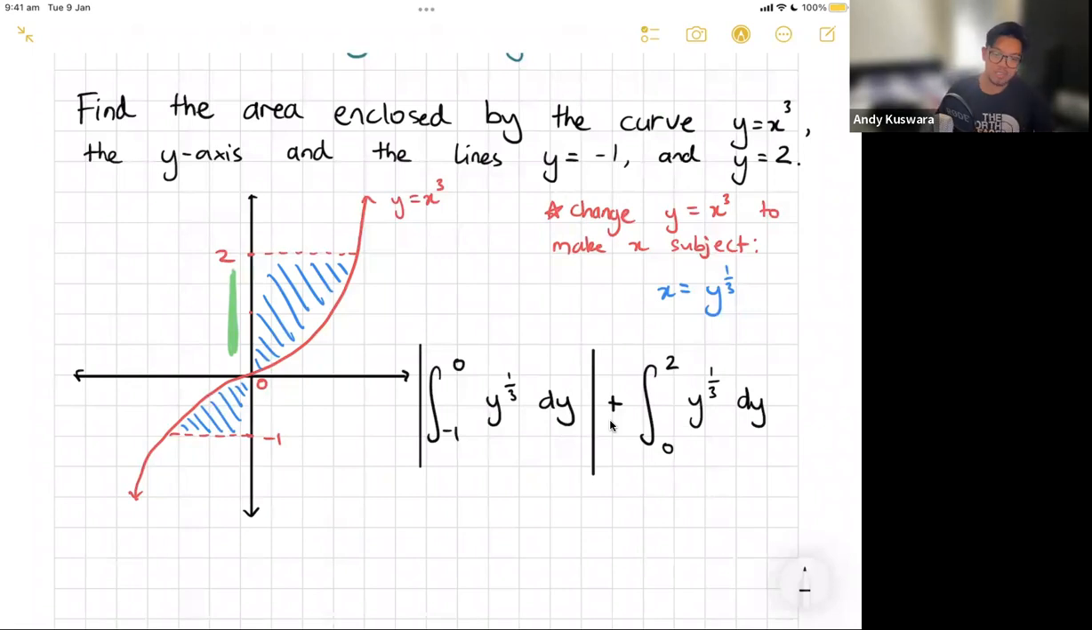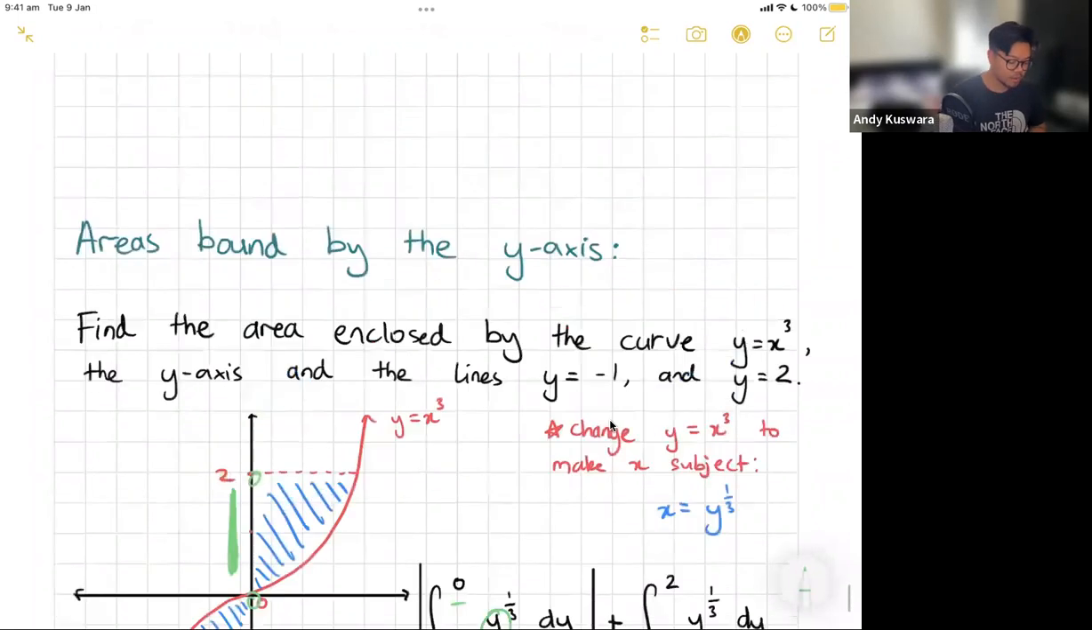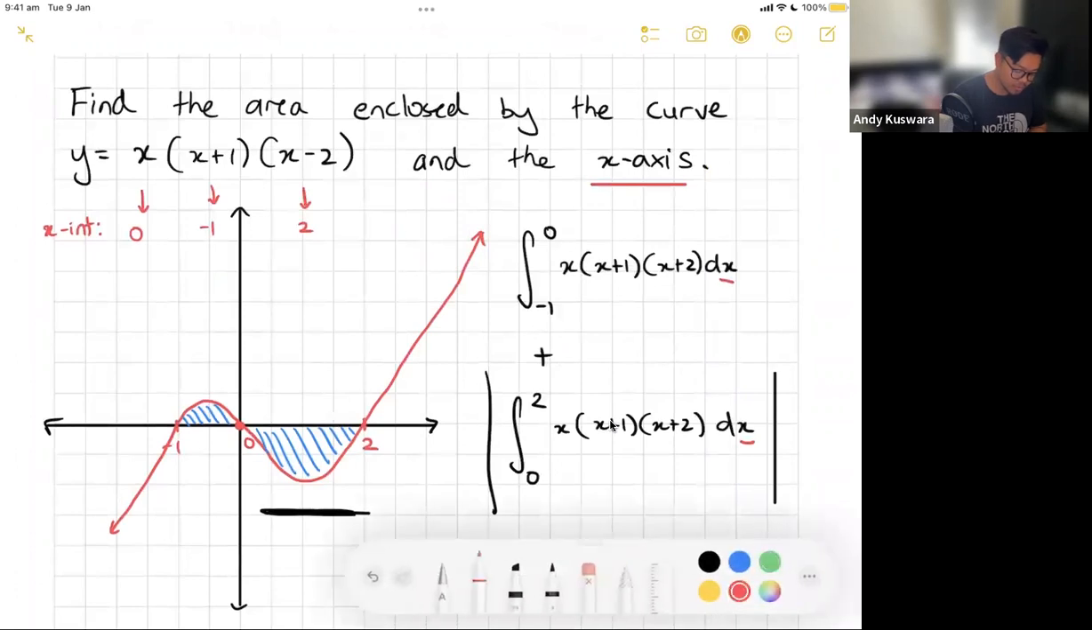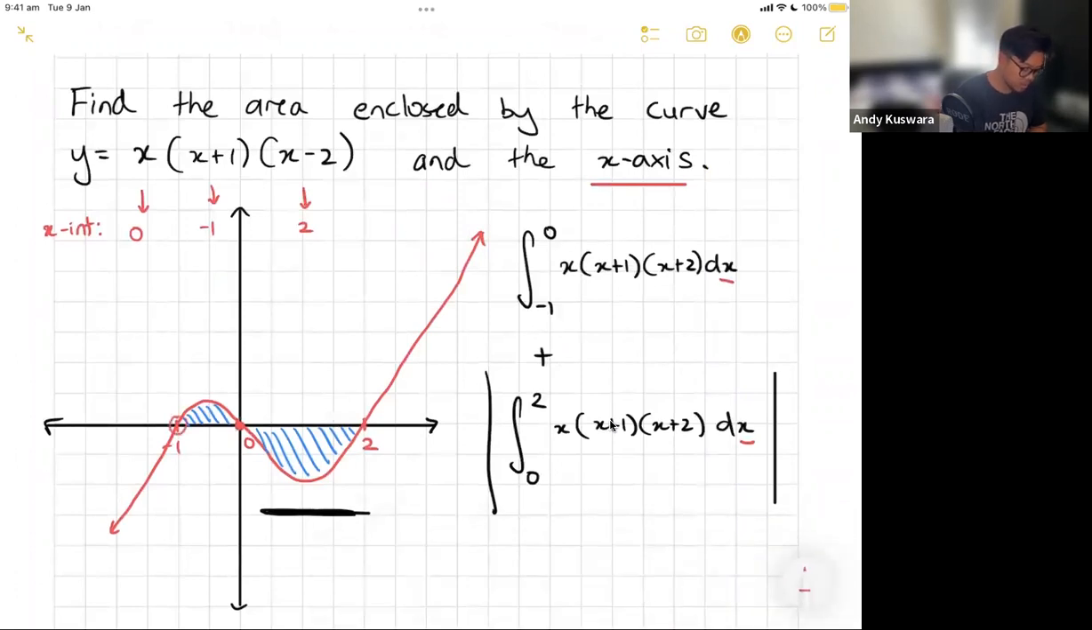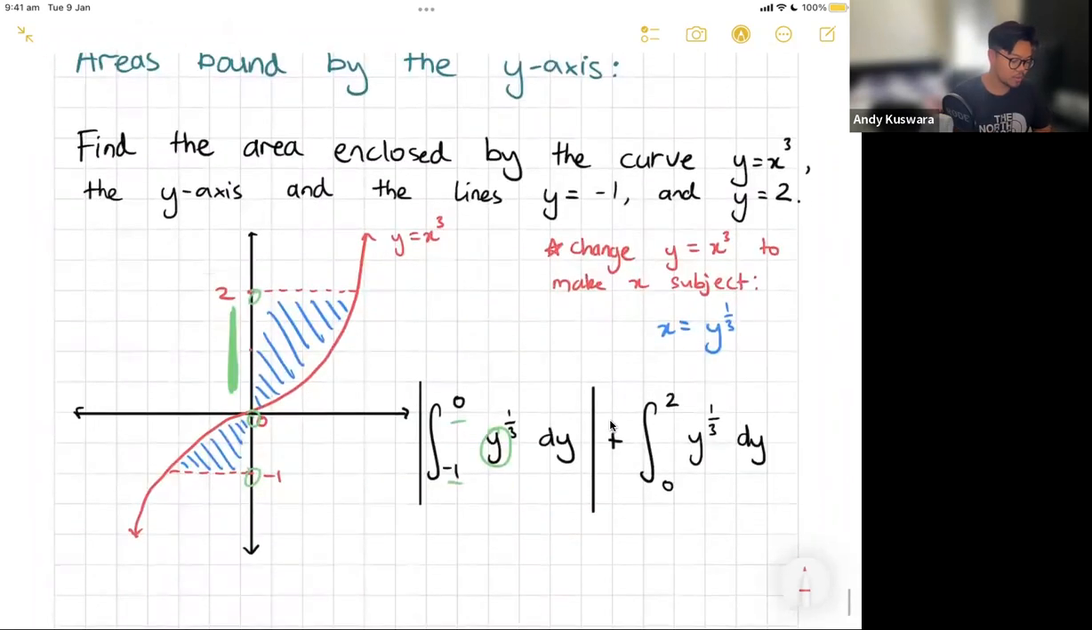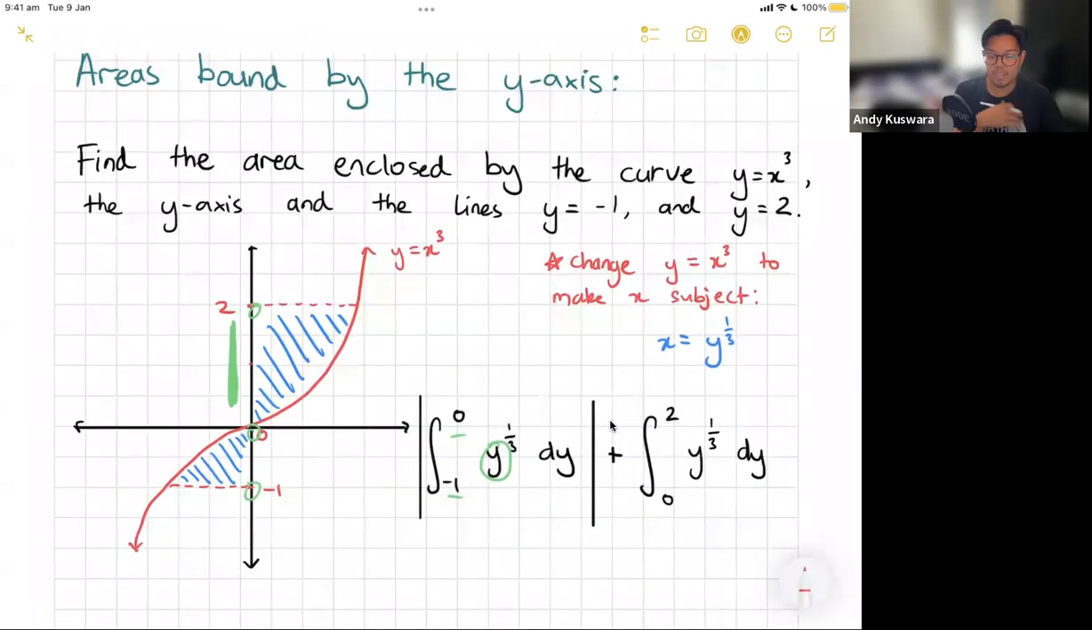Now the only difference is if I am enclosing the curve with the y-axis and the y lines, that means everything has to be y this time. All right, so as you can see, that is y. These values relate to the y's, okay? And if I was dealing with x's, all these values, x equals -1, x equals 0, x equals 2, would become my bounds. Okay, so if you're enclosing it with the x-axis, everything's in terms of x. If you're enclosing by the y-axis, then everything's in terms of y.